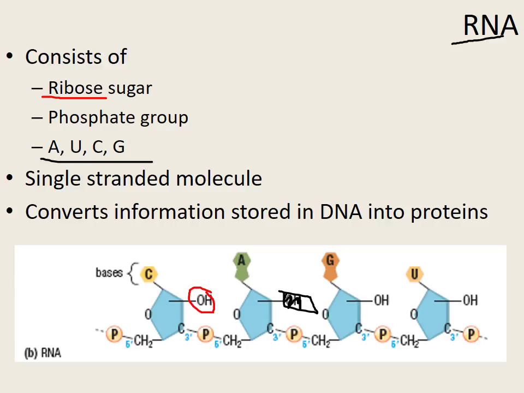RNA, in this case, is single-stranded. It's made up of a ribose sugar instead of a deoxyribose sugar. The difference between the two is just the hydroxyl group that's found on the number 2 carbon. It also consists of A, U, C, and G, and it's single-stranded.